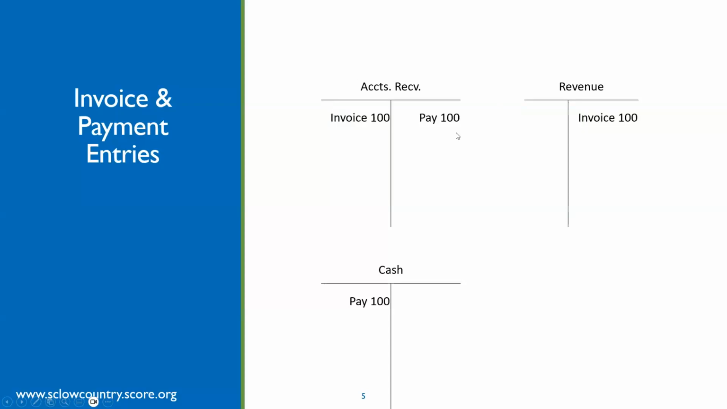You have nothing left in accounts receivable. You have $100 in the bank. You have $100 in revenue. That's the end of it. Now, things can get quite a bit more complicated than this, but in most small businesses, and that's kind of what we're driving at over here, this is the cycle.